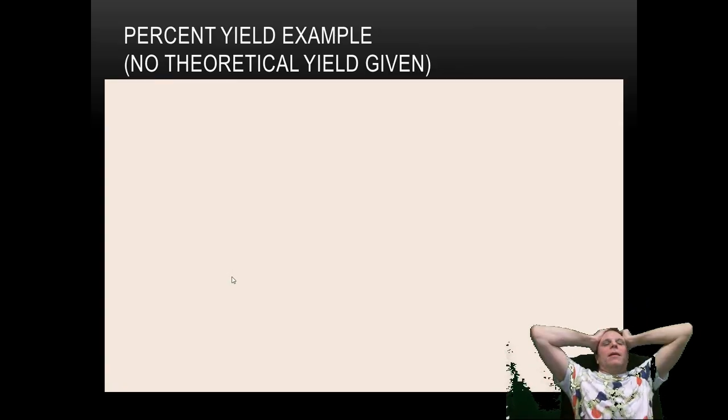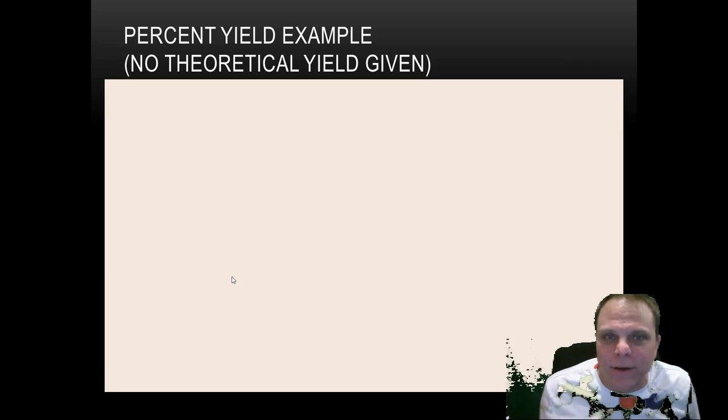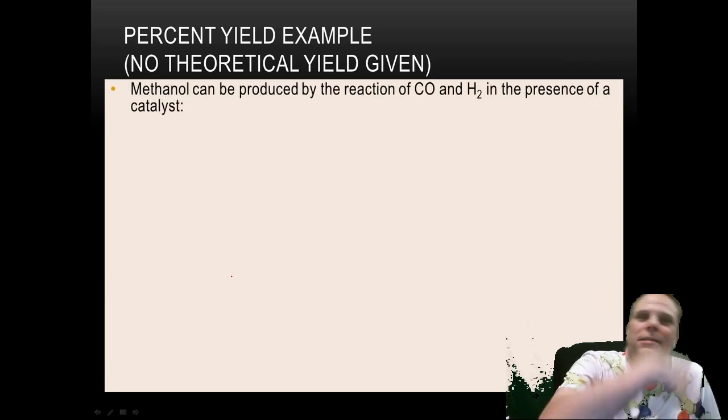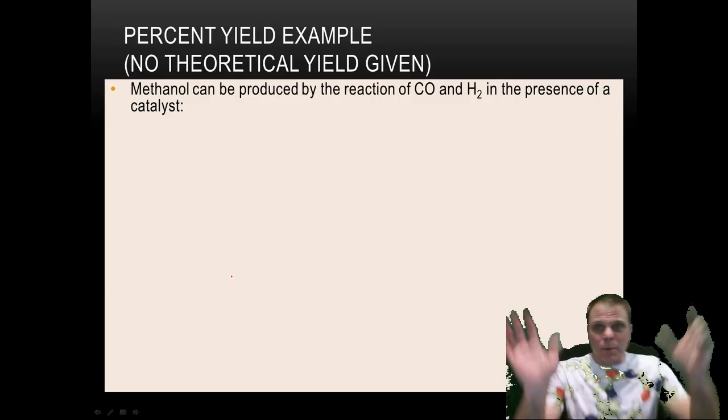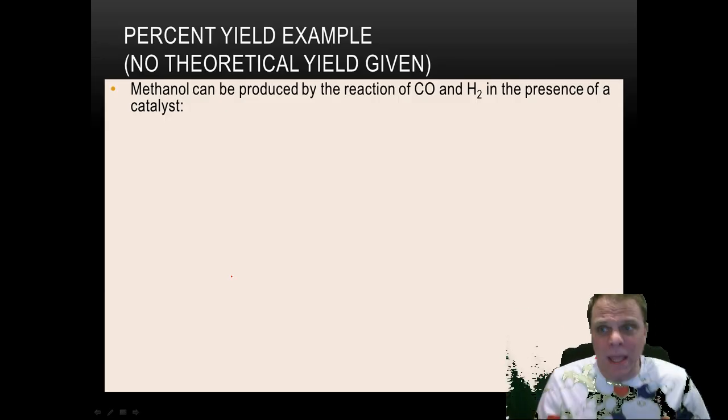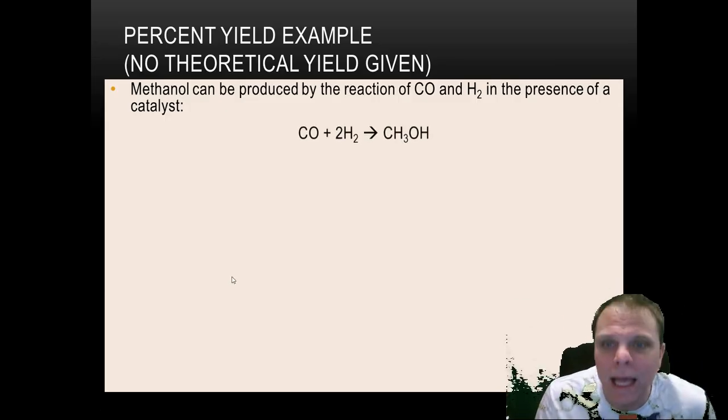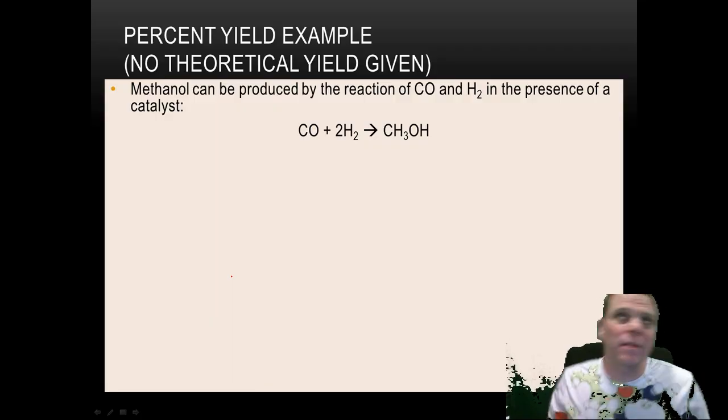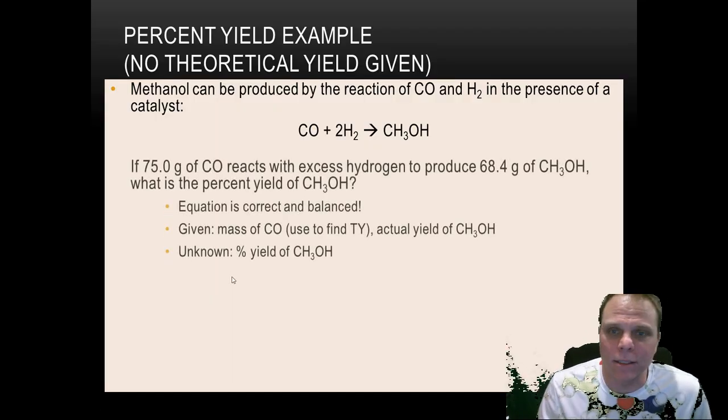Uh-oh, no theoretical yield given. Oh, that's okay. We can figure it out. It's just doing what we just did earlier, right? Methanol can be produced by the reaction of carbon monoxide and hydrogen gas in the presence of a catalyst. And so here's your formula. Yay, I don't have to figure out the formula. It's done.